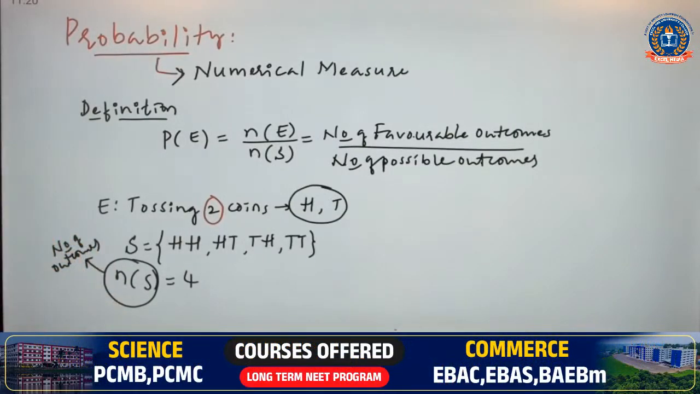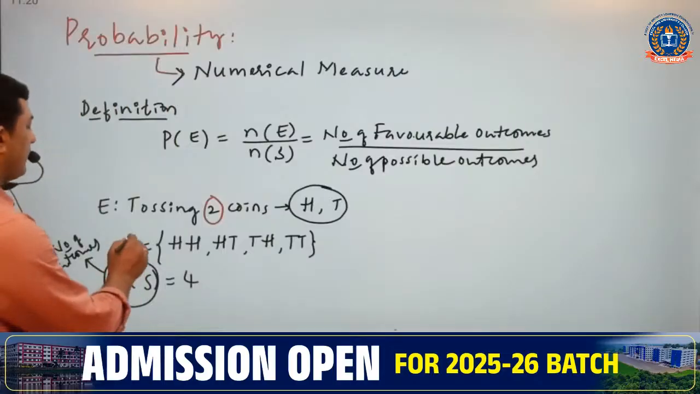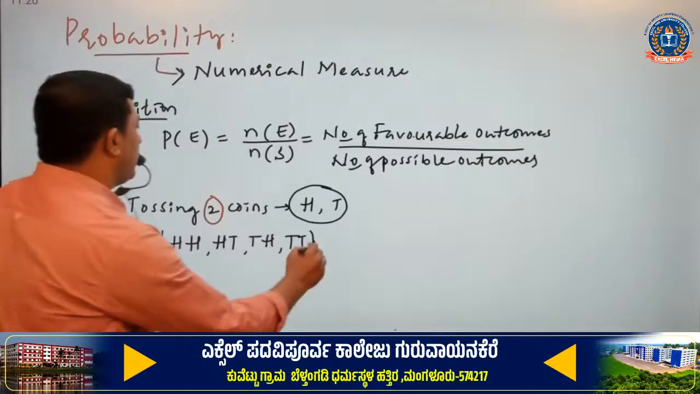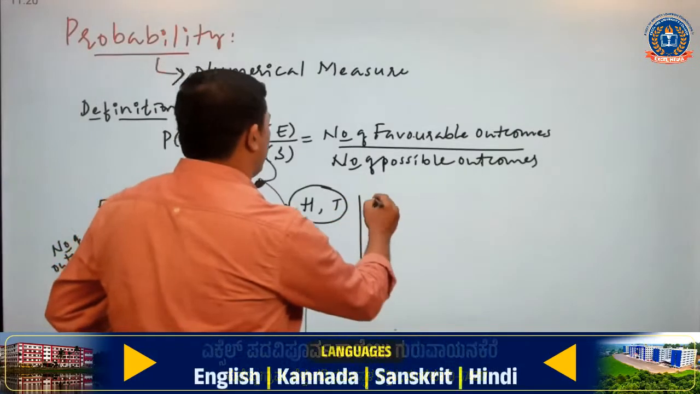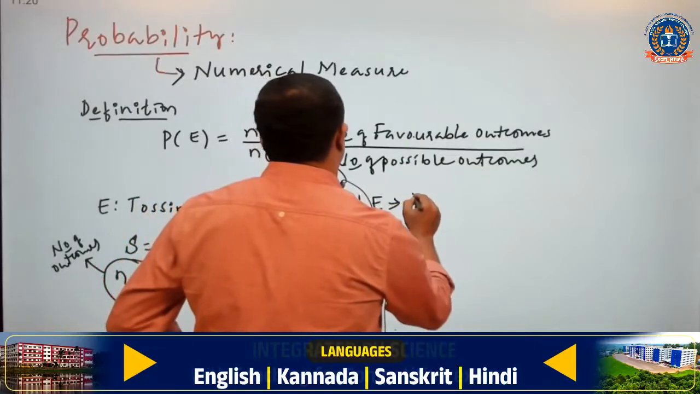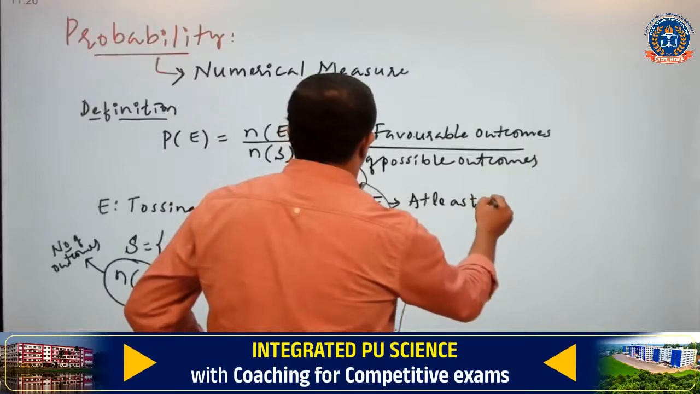Right, n of S indicates the number of values, or the number of terms in the given set. It is a sample space, and the sample space is denoted by capital S. Now I take an event E. What is the event I am taking? At least one head.